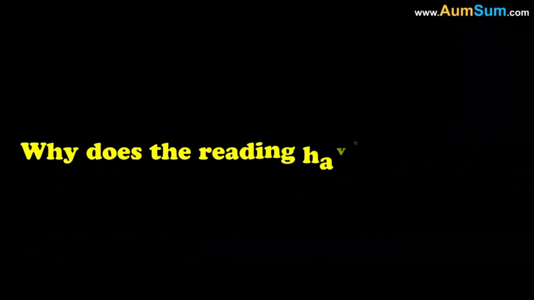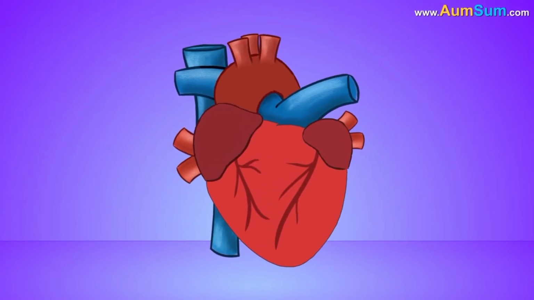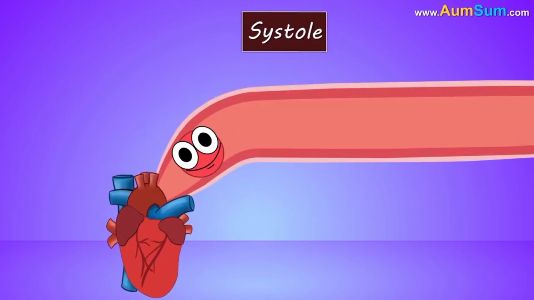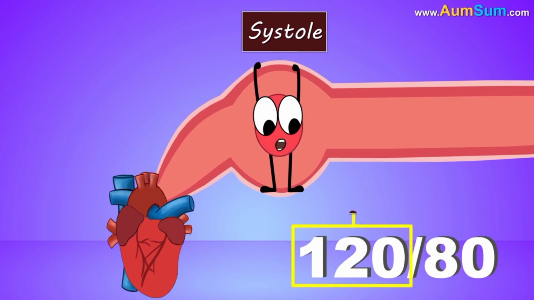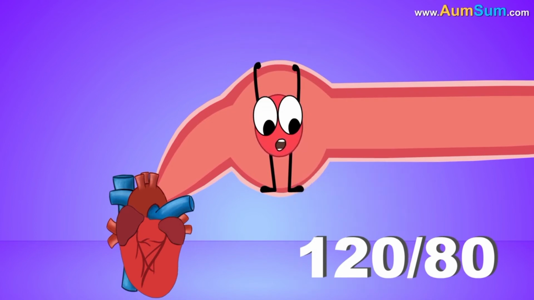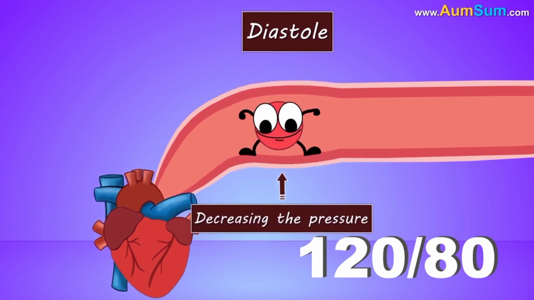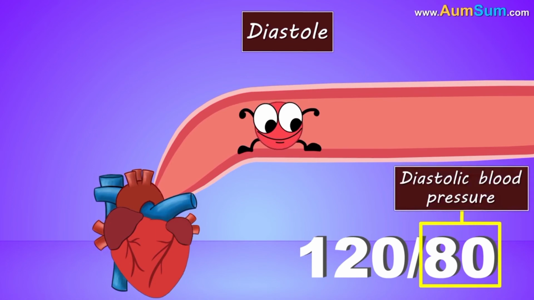But why does the reading have 2 numbers? It is because our heart is constantly contracting and relaxing. During a phase called systole, our heart contracts to push the blood through arteries, thus increasing the pressure. So, the bigger number indicates the systolic blood pressure, whereas during diastole, our heart relaxes, decreasing the pressure. So, the smaller number indicates the diastolic blood pressure.